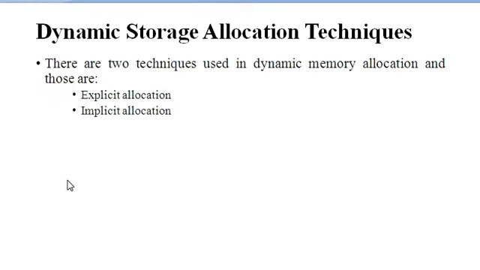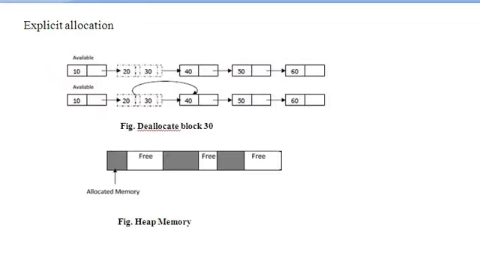Next is dynamic storage allocation techniques. There are two techniques used in dynamic memory allocation, explicit allocation and implicit allocation. Explicit allocation can be done for fixed sized and variable sized blocks. Explicit allocation for fixed size blocks is the simplest technique, in which the size of the block for which memory is allocated is fixed.